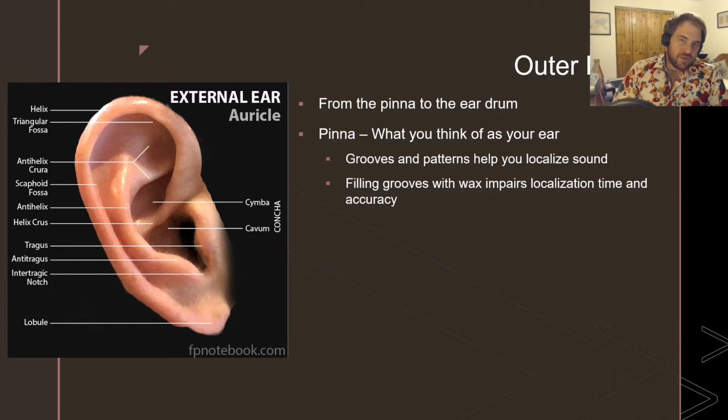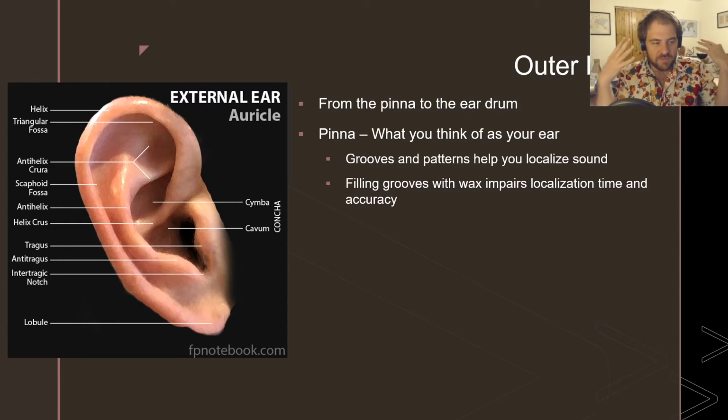The grooves in your pinna actually do function. They do stuff for you. They're not just there to look pretty and be different from everybody else's pinna. They actually filter sound. So what you can do if you want to test this out is you can get Play-Doh and fill in the grooves of your pinna. And then if you listen to sound, it will sound different to you.